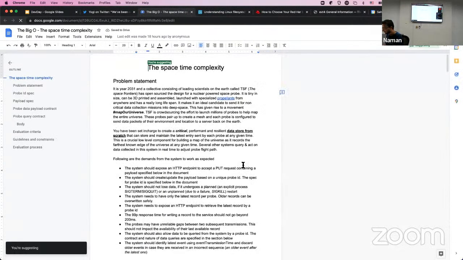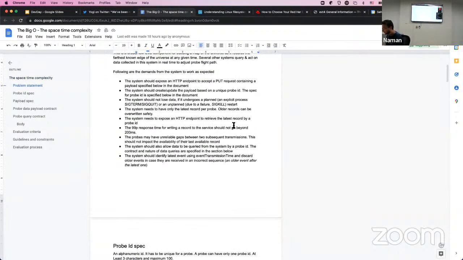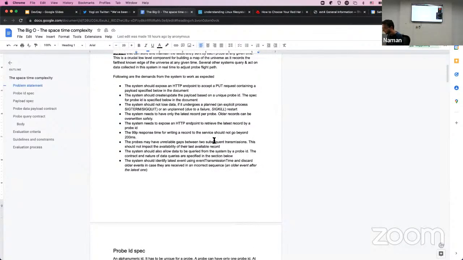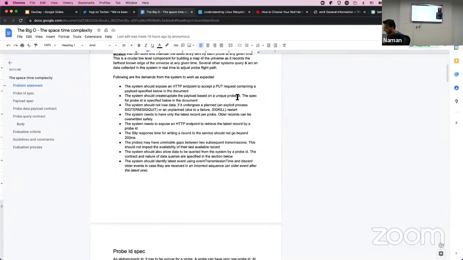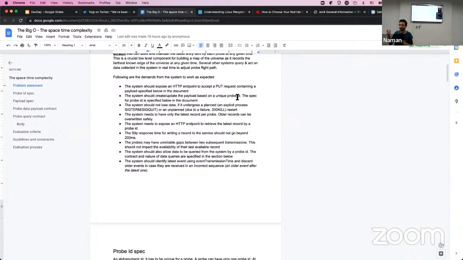And it's a pretty straightforward problem statement where on our server, we are given a machine. I'll talk about the machine in a bit, but the key aspect of it is we have to expose an HTTP server in which you will make a put request, which will contain a probe ID. So there are multiple probes across the server, and these put requests will come in and you will give in a probe ID.